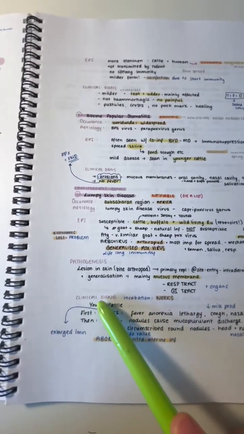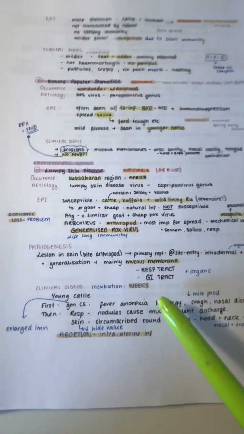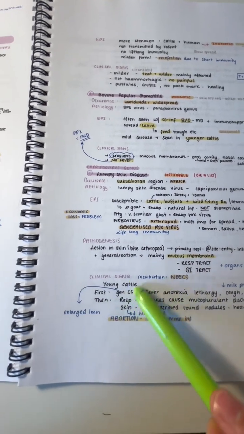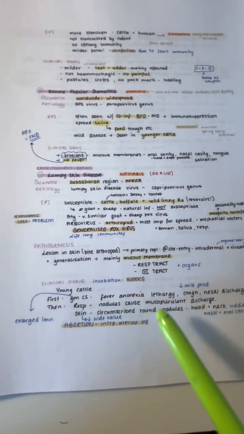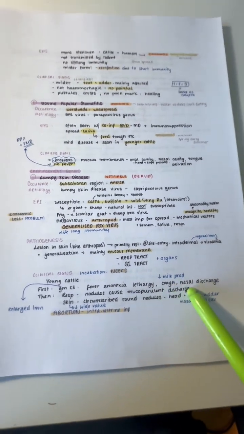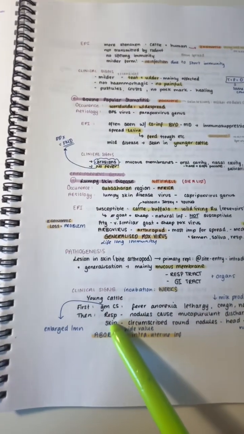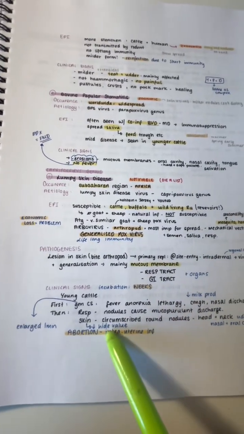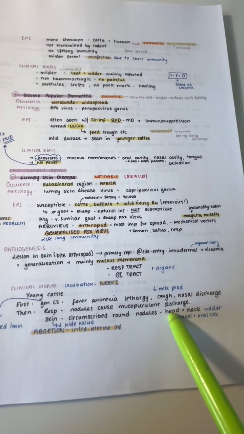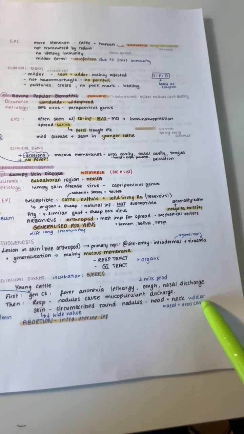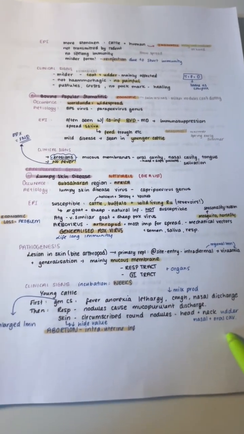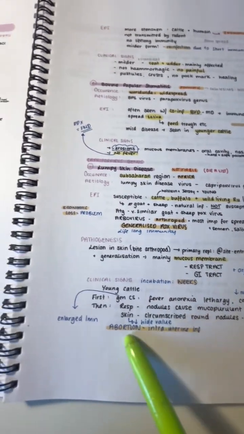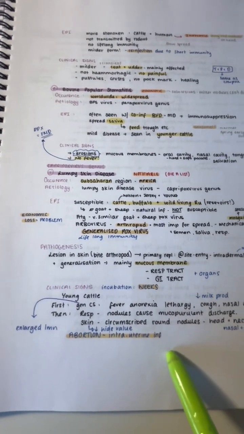For the clinical signs, the incubation takes weeks. It mainly affects young cattle. Firstly, the general clinical signs are enlarged lymph nodes, fever, anorexia, lethargy, decreased milk production, cough, and nasal discharge. In the respiratory system, nodules cause mucopurulent discharge, and in the skin we can see circumscribed round nodules on the head and neck, and on the udder, and in the nasal and oral cavity. Since it's on the skin, it can decrease hide value, and abortion can occur if there's an intrauterine infection.